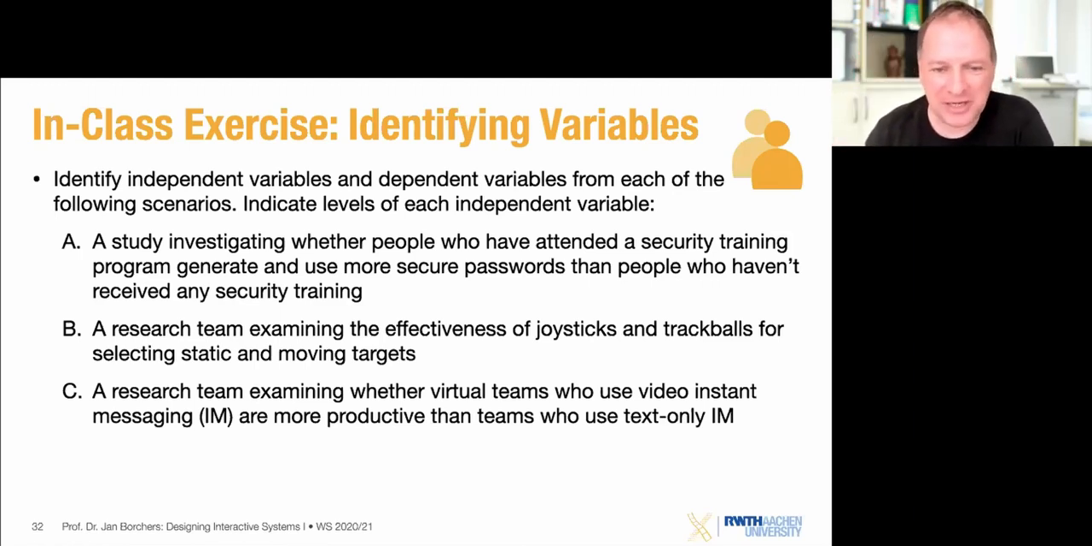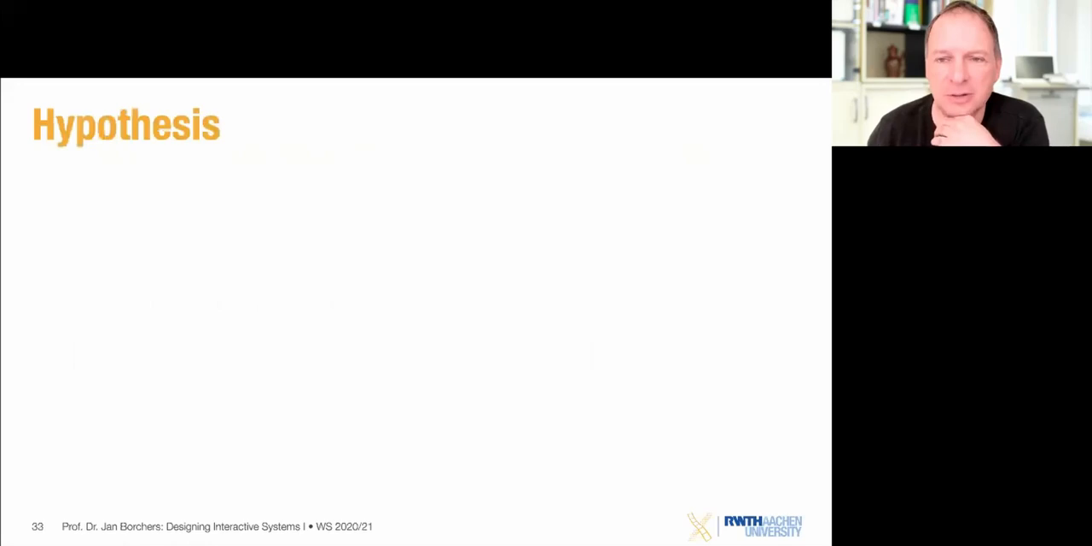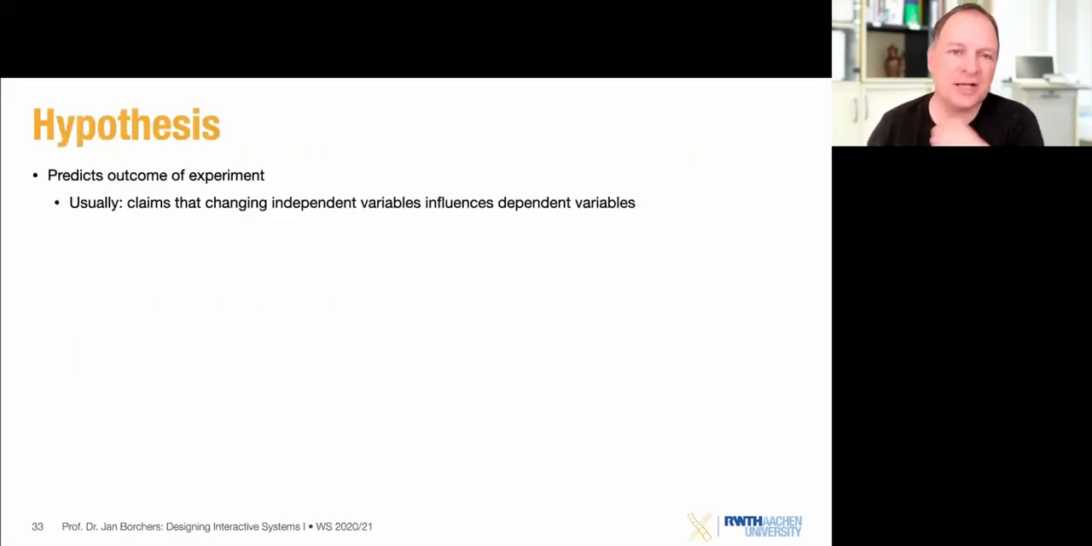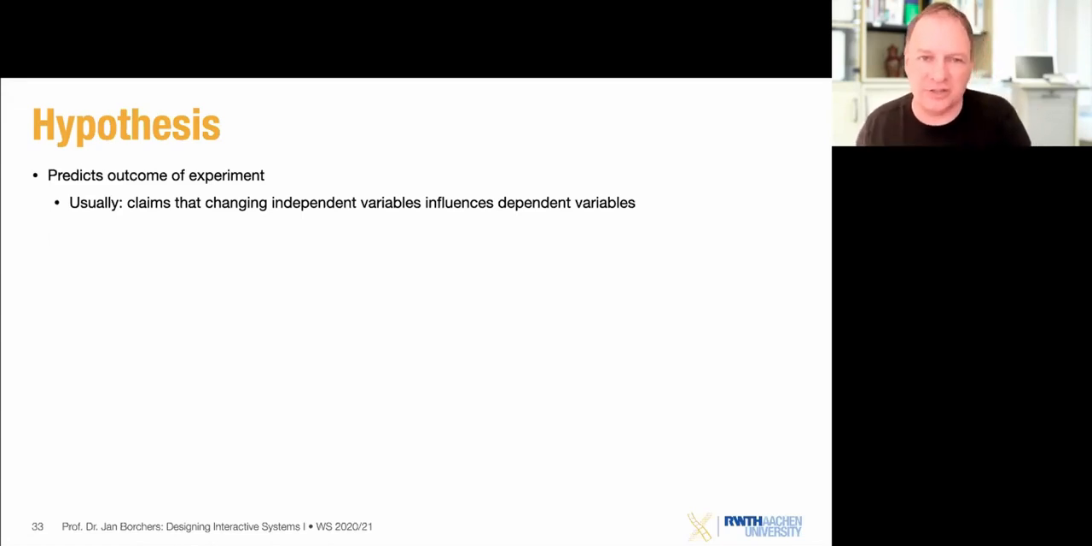Anyway, okay, so you get the idea, right? This is how this kind of works. Now we've got the variables identified. Now we need to come up with a hypothesis, right? A hypothesis actually predicts the outcome of an experiment. And usually the hypothesis will claim that changing the independent variables, or a variable if it's only one, has an influence on the dependent variables. That's typically your hypothesis, right?